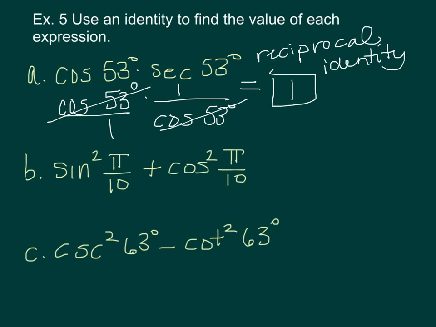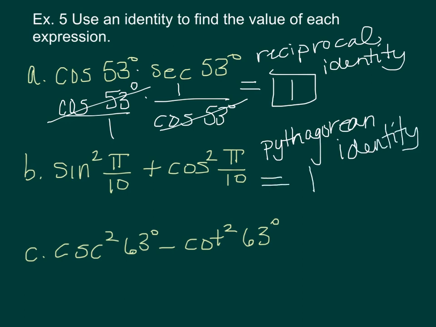So that's your value. B, sine squared pi over 10 plus cosine squared pi over 10. Look at your identities and see what this is similar to. Oh, the Pythagorean identity. According to this identity, when you add sine squared of any angle plus cosine squared of any angle, the answer is always 1. So that one's nice.